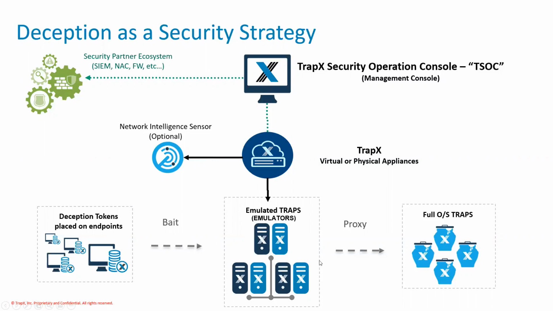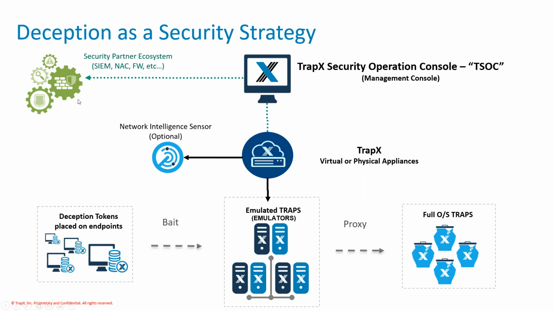We also do have on here on the right hand side full OS traps. We have an agent that can be deployed to real machines in your network that can actually provide a high interaction trap for your environment. However, for today's demonstration, just because we have a limited amount of time, we're going to be focusing on the medium emulation traps, decoys on the appliance, and some of the deception tokens that we can also roll out.